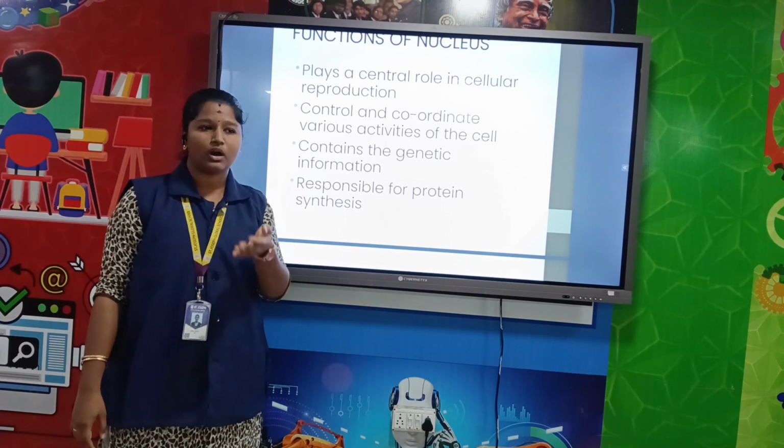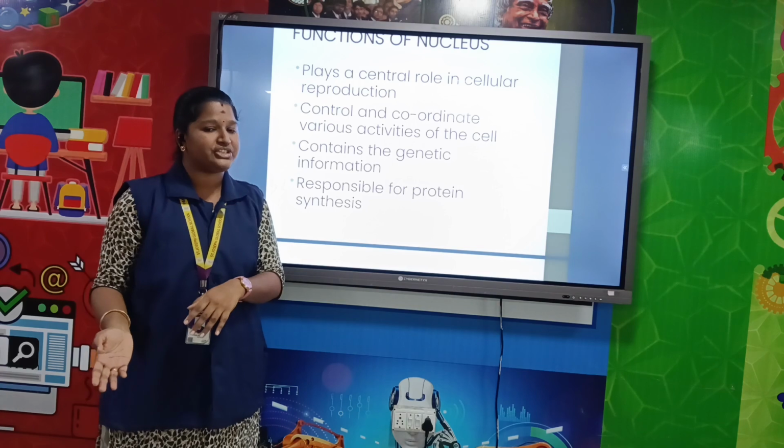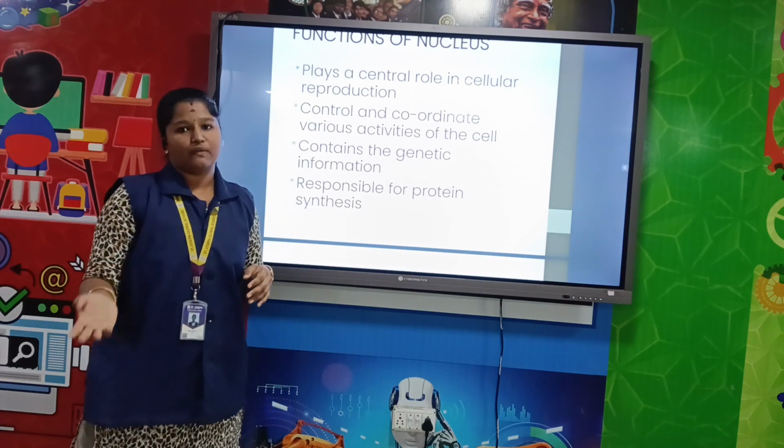All your genetic information is inherited from your parents to offspring. Who are offspring? Yeah, exactly, you. Who is the next generation? That term is called offspring. Okay.